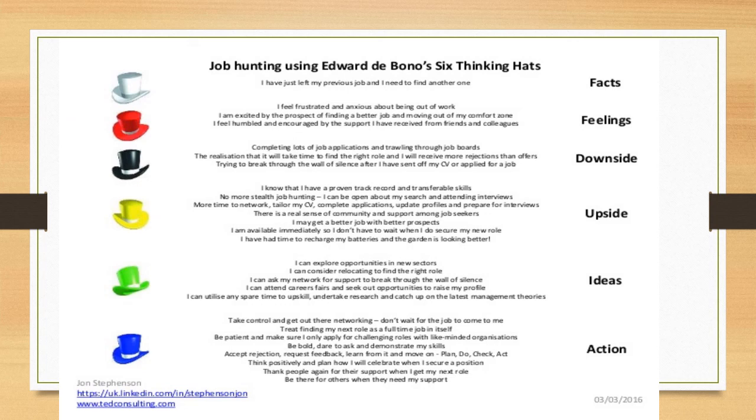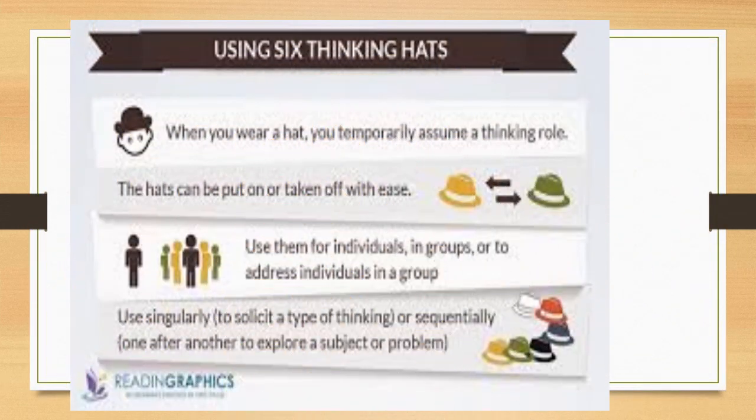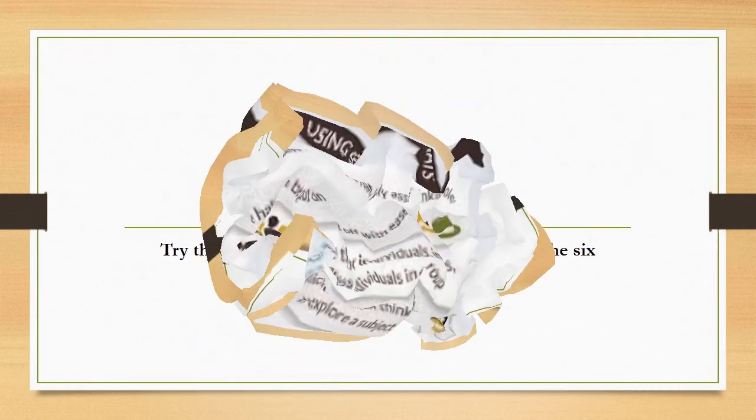Here there is an example. You can read this example to guide you. The problem here is job hunting using Edward de Bono's six thinking hats. It's a problem: one is fired from his job. Let's see how we can deal with this problem using all those hats. Okay, you can read it yourself as a guide to help you do an activity.